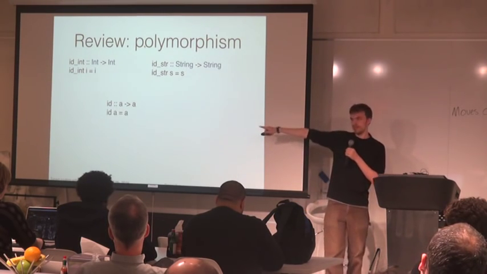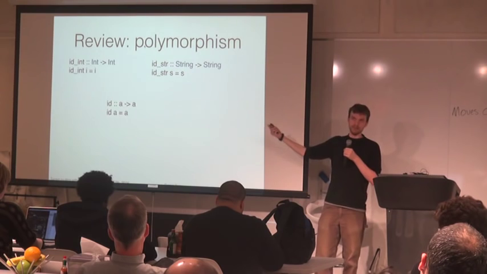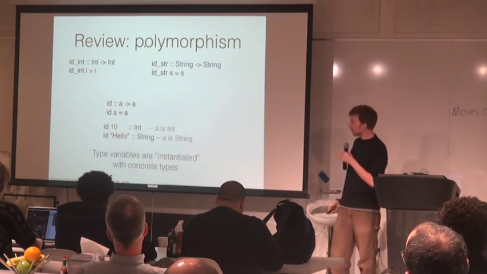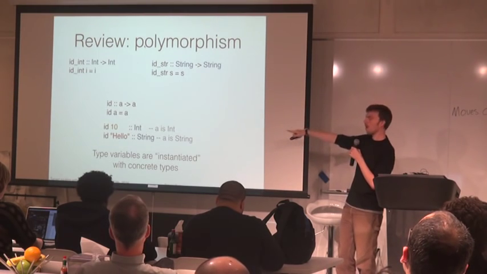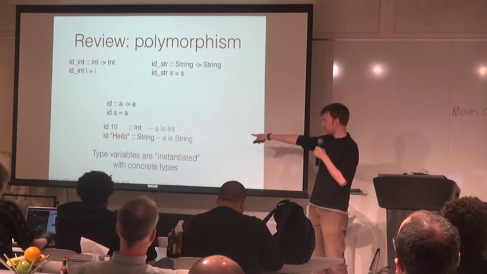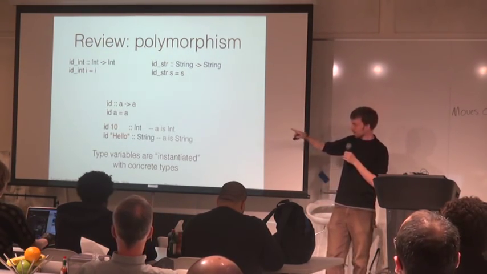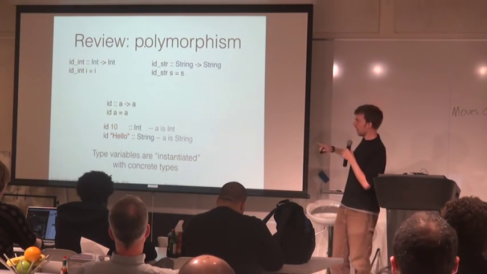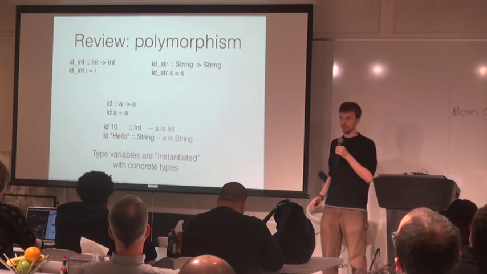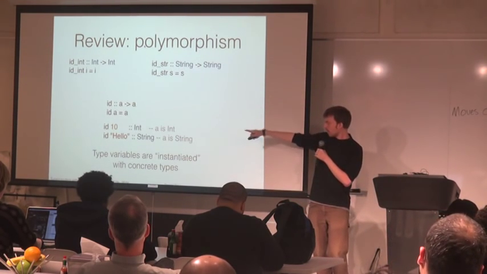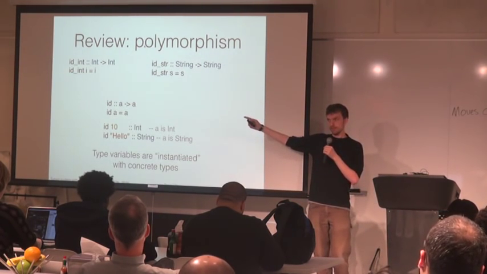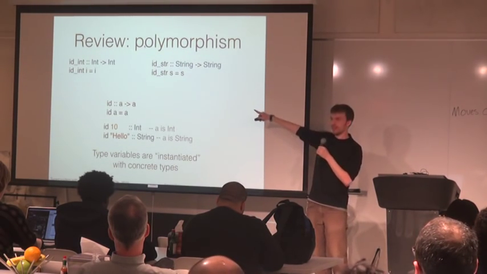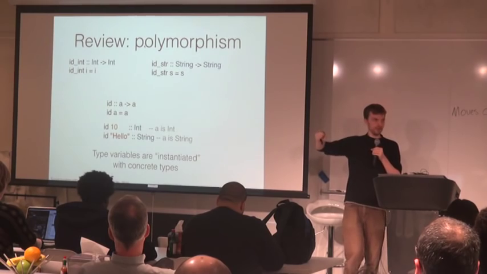We can write a function that says, given whatever the input type is, some A, the output will be the same type. And the important part here is that when you call it with 10, say that's an integer, what the type checker is doing is figuring out that A must be an integer. And it's figuring that out because the argument is an integer. And since the argument has type A, it knows it has to get the same A as an output. So the output is an integer too.